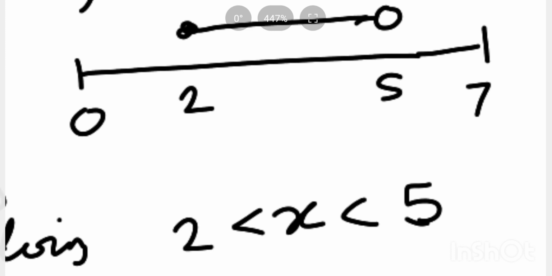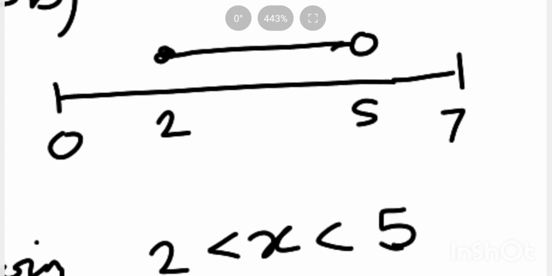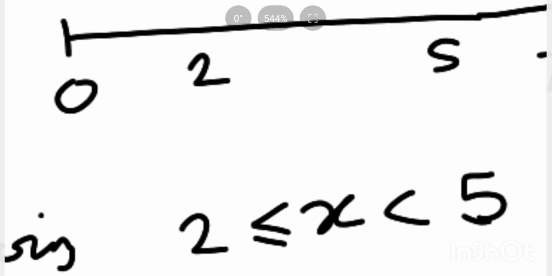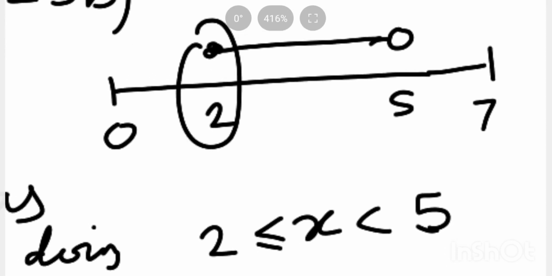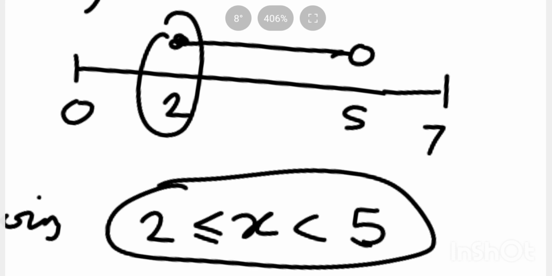But we need to also look at the colors, because the black dot tells us that the number is inclusive of that range. So it's not just 2 is less than x, it's 2 is less than or equal to x, because a black dot means it's inclusive of that value. Whereas the white circle means that it's not inclusive of that value, so it's just x is less than 5. We wouldn't put the less than or equal to sign. So this is the final answer: 2 is less than or equal to x, which in turn is less than 5.